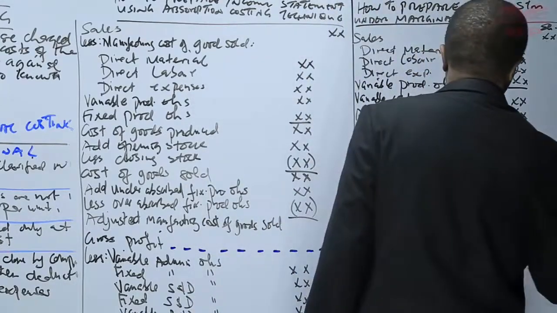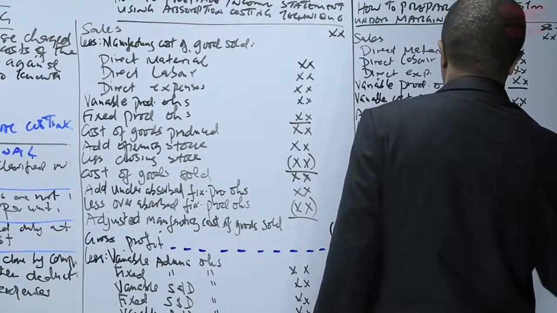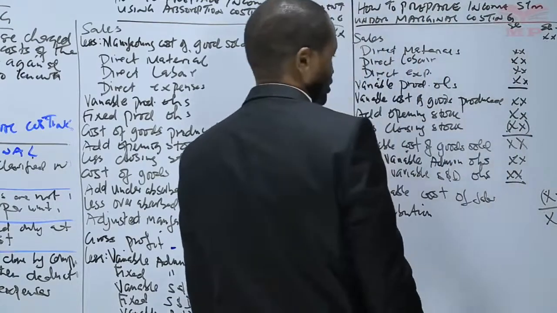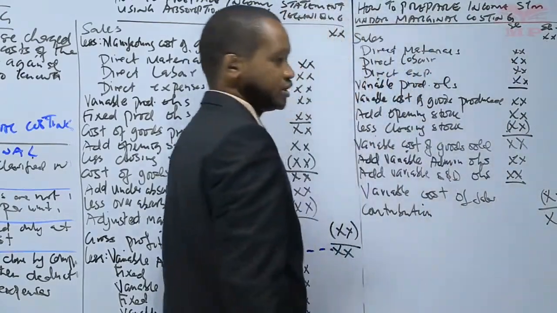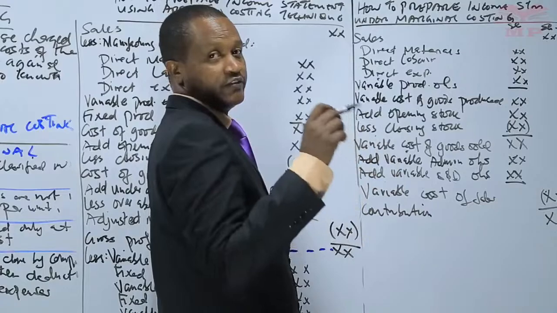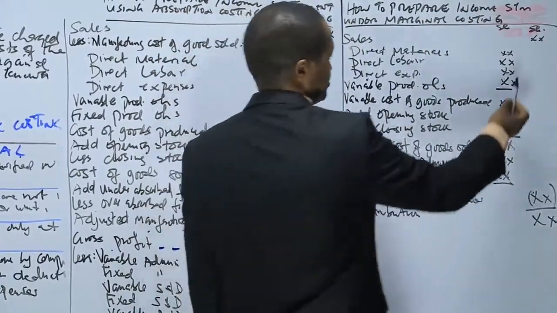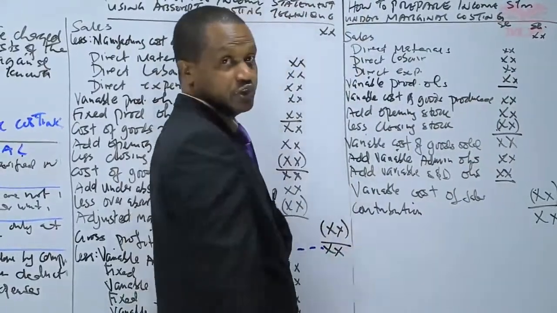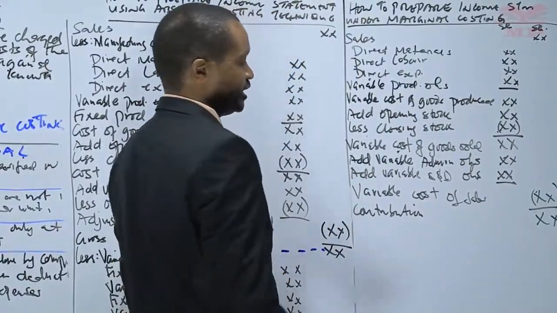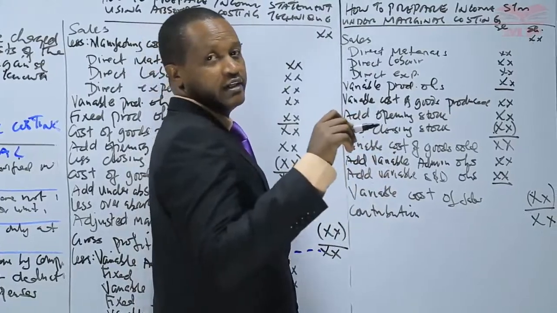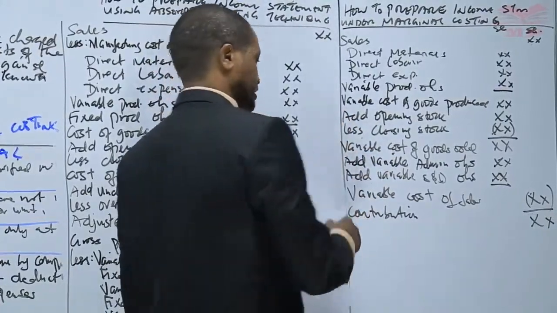Contribution. What we have here now is the contribution. It is from this contribution that we are going to deduct the other fixed expenses. All these are variable expenses that we have deducted from sales to give us the contribution. We now go ahead and deduct the fixed overheads.